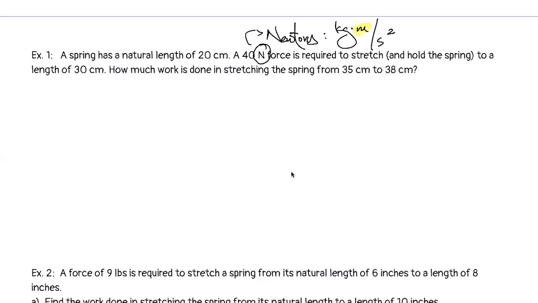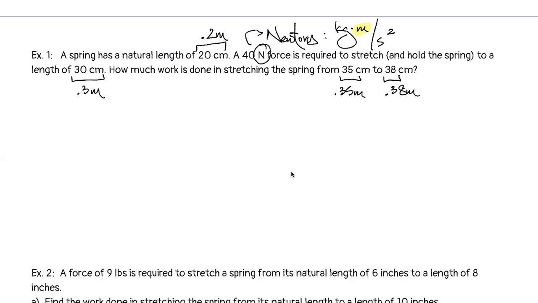So before I do anything else, I'm going to convert all my lengths to meters so that it matches the newtons. So this 20 centimeters is going to be 0.2 meters. This 30 centimeters is going to be 0.3 meters. This is going to be 0.35 meters, and this is going to be 0.38 meters.